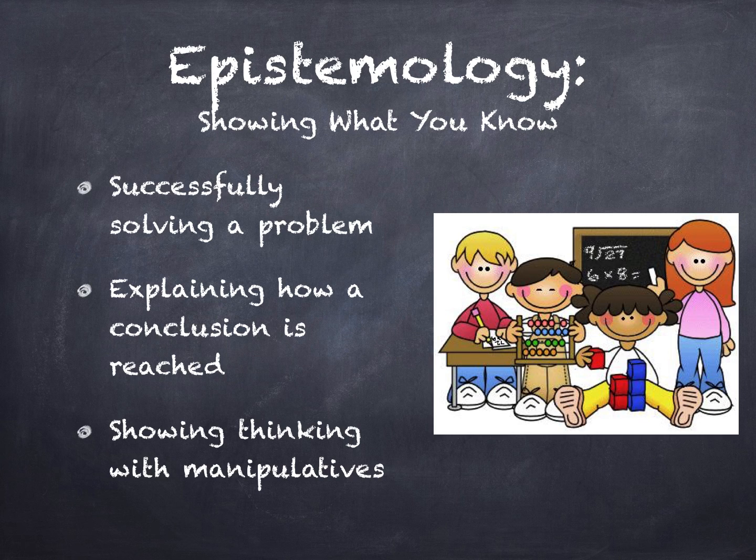So the next major component is epistemology, and this is showing what you know. The number one way you can show what you know in math is by successfully solving a problem. This is usually the best way to show that a student has mastered a particular concept. Explaining how a conclusion is reached is also very important because you can actually see the child's thought process as they're solving the problem. And this has become a major component of the Common Core, being able to explain your thinking and how you arrived at a conclusion. You'd be very interested to find out how students arrive at certain conclusions, but this also helps you understand where they might be confused about a certain aspect of the problem.